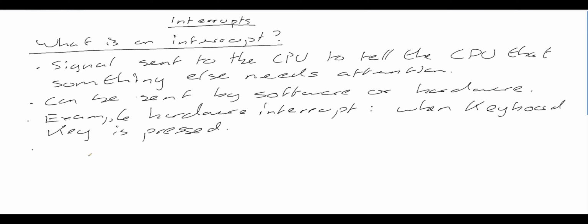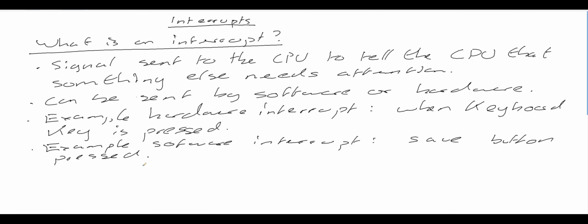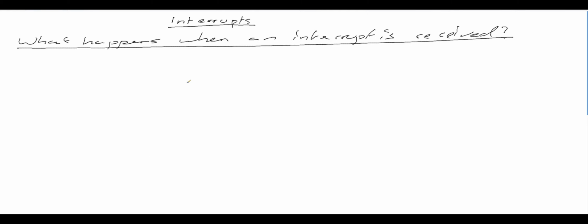An example software interrupt would be when a software program needs to write data to the disk or do some other I/O operation. So an example software interrupt would be if you have, for example, a word processor open and you press the save button in the word processor. An interrupt may be sent which would notify the CPU that some data needs to be written to the disk.